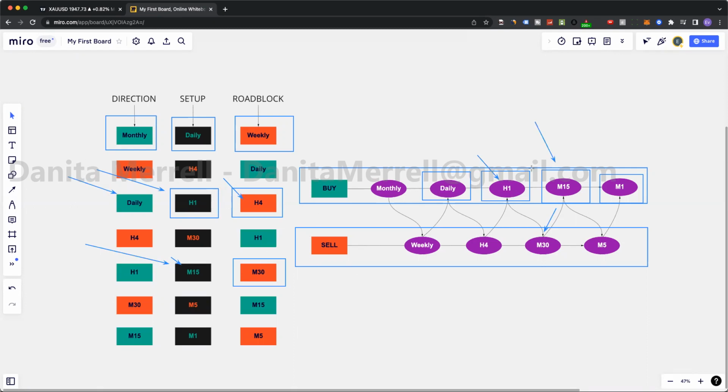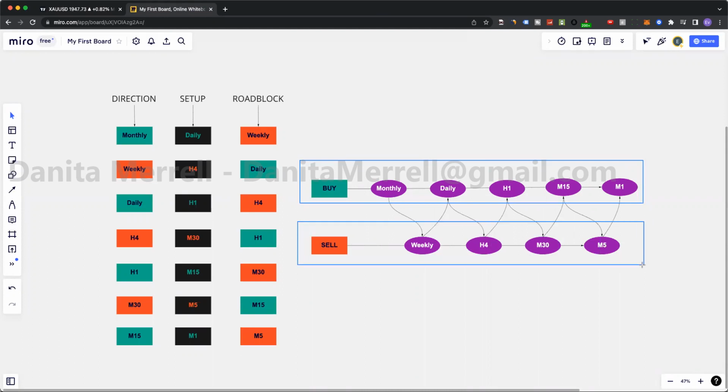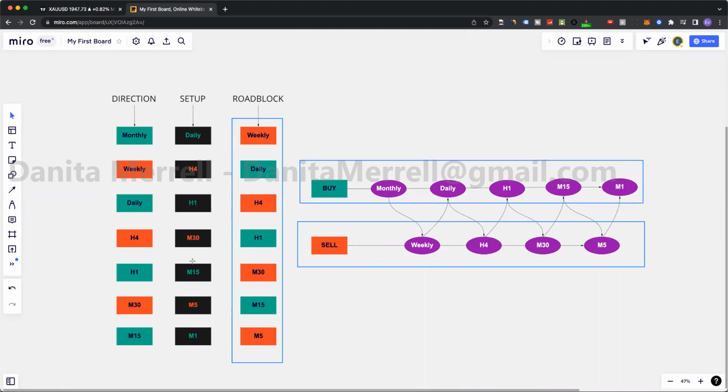Very simple, very simple. You really need to memorize this entire, I wouldn't say schematic, this time frame layout. You just have to understand that there are two sets of time frames for whatever direction, and that they're going to be the opposite. And your opposite is your roadblock. Your setup is going to be two time frames lower than the direction of your higher time frame.